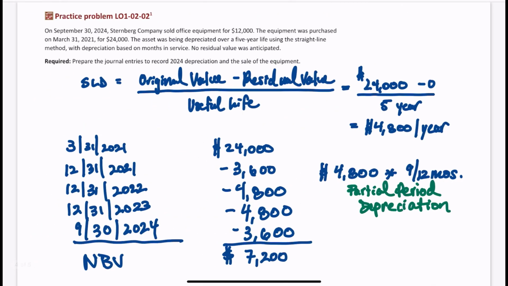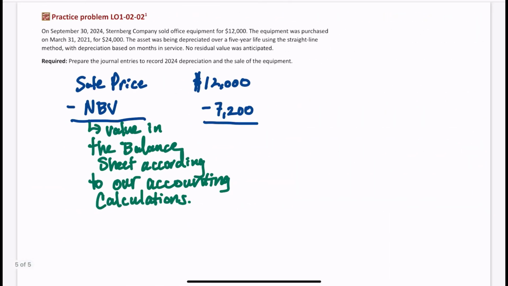We're not making a judgment about whether 7,200 is correct or 12,000 is correct. We're just noting that the accounting rules tell us it's worth 7,200, and the market is saying it's worth 12,000, and we have to reconcile that difference. And the reconciliation comes from recording a gain or a loss. All right, it looks like we have a gain here. So what's our gain? 12,000 minus 7,200. So we have a gain of $4,800.